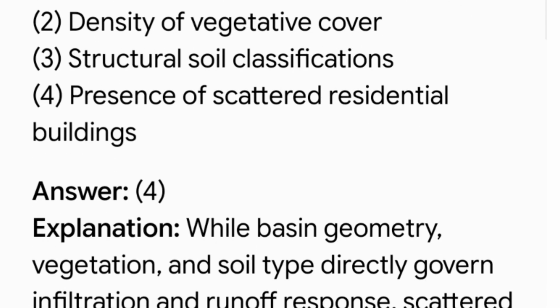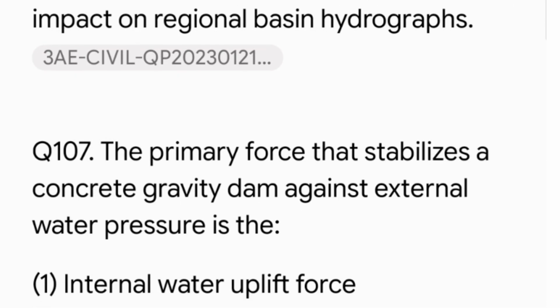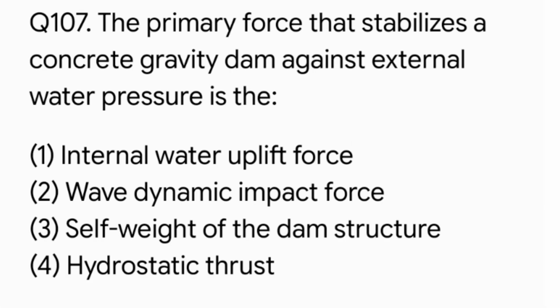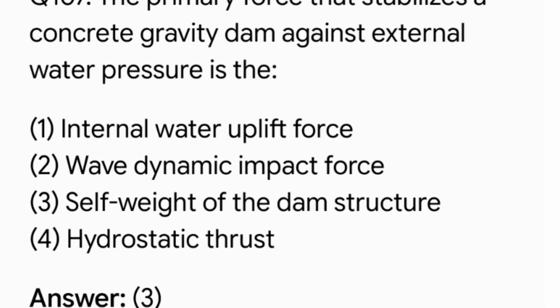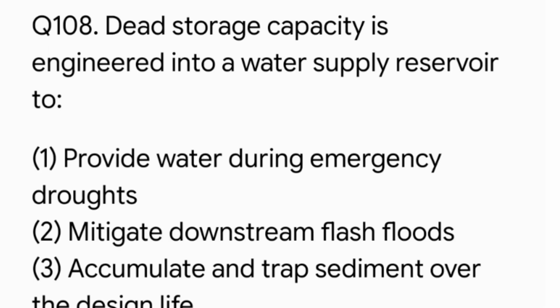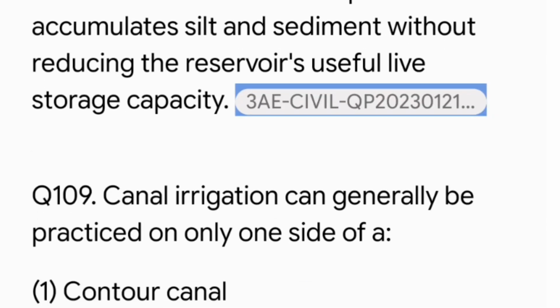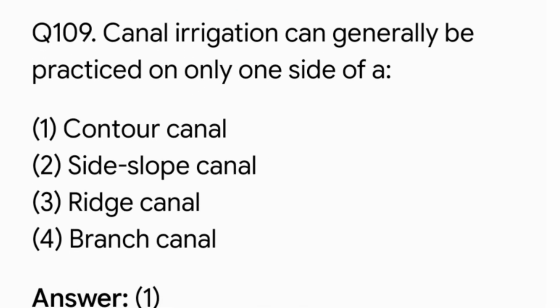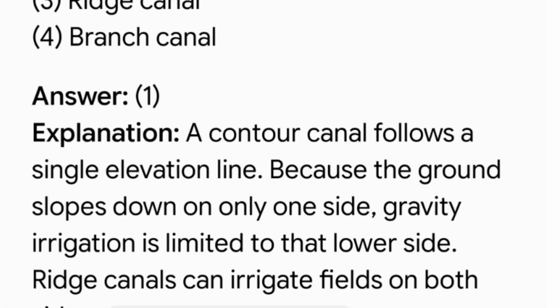Next question. The primary force that stabilizes a concrete gravity dam against external water pressure is. Correct answer self weight of a dam structure. Next question. Dead storage capacity is engineered into the water supply reservoir to. Correct answer option 3. Accumulate the trapped sediment over a design life. Next question. Canal irrigation can generally be practiced on only one side of it. Correct answer contour canal. Next question.